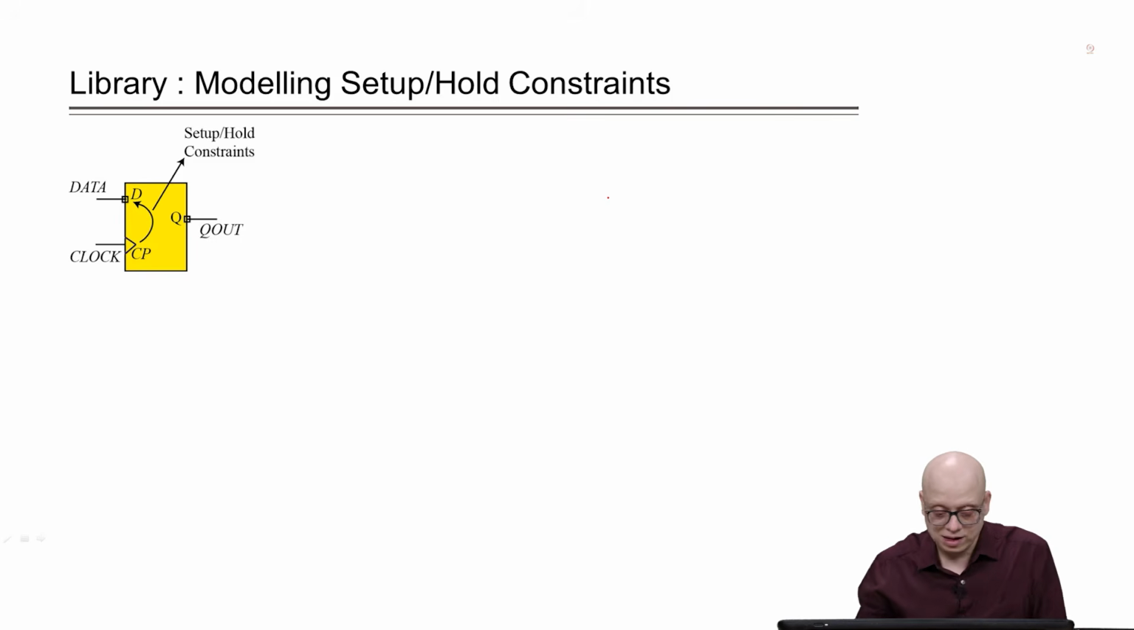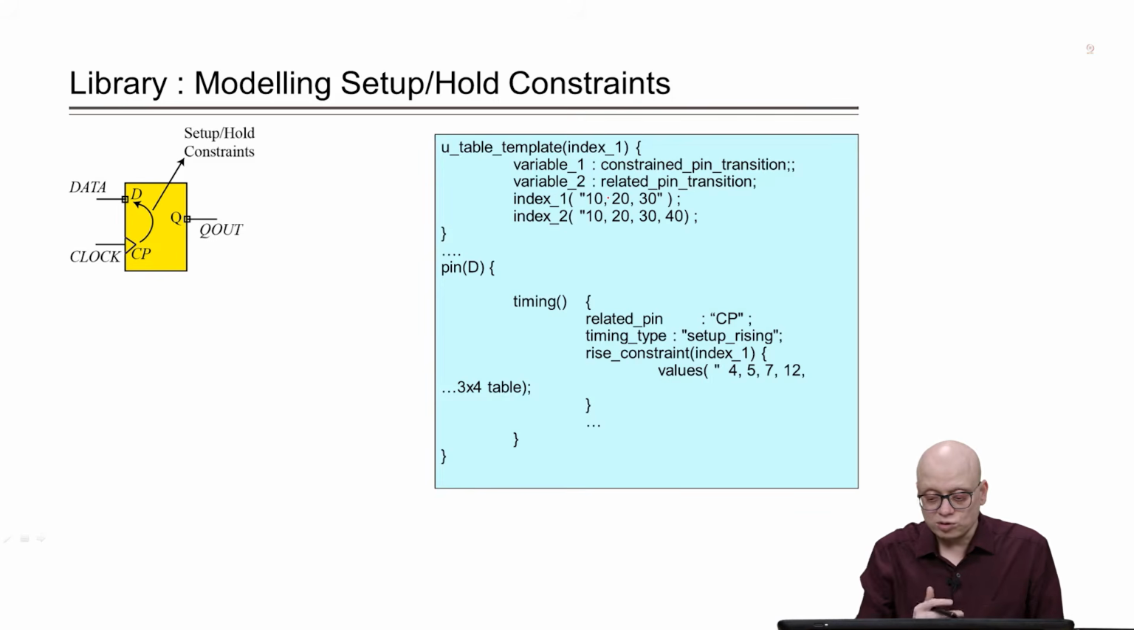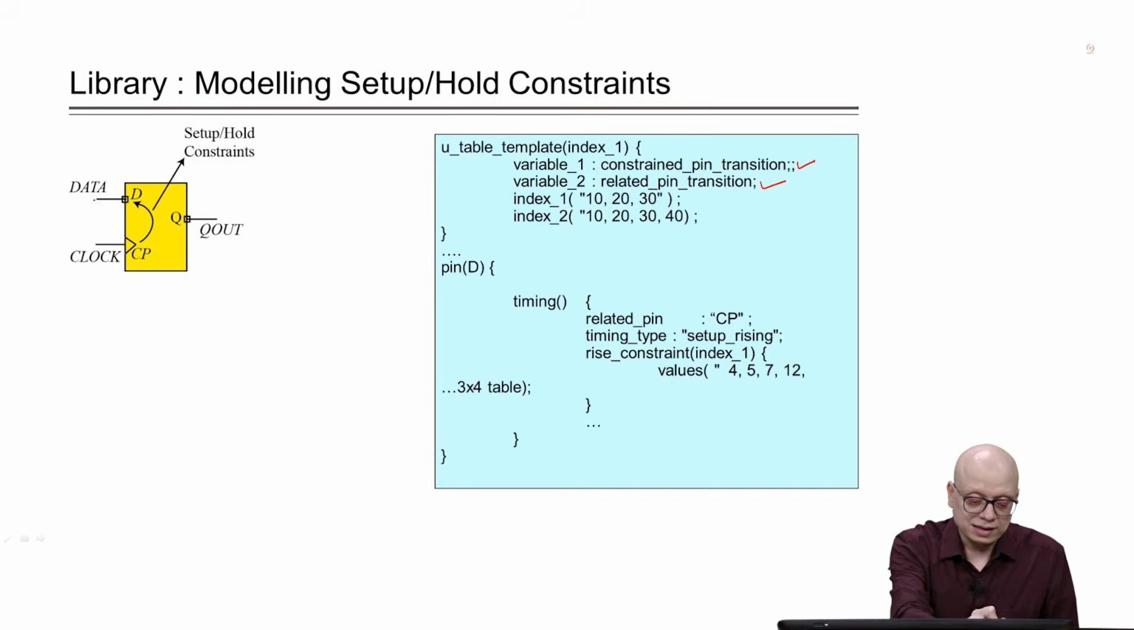Suppose this was our cell, a flip flop. Corresponding to this, the technology library can model the setup time in the way that is shown in this figure. So, we will have constrained pin transition and related pin transition. There are two types of transition, one is related pin transition, the other is constrained pin transition, referring to the transition at the data pin and the clock pin.